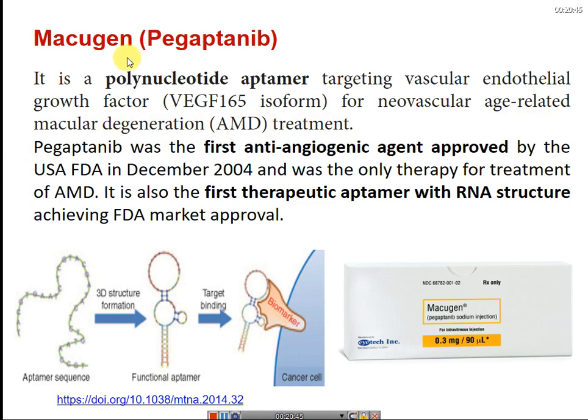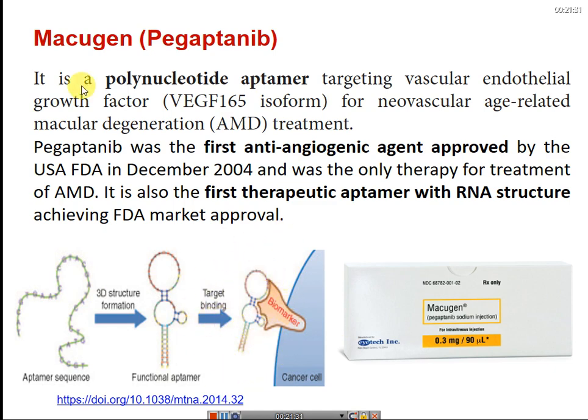So it is a polynucleotide aptamer. And what are aptamers? Aptamers are small RNA, DNA, nucleotides, or even peptides that target any antigen, protein, or target molecule in a highly specific manner. For example, here you can see an aptamer sequence. It refolds, or takes a functional form in vivo, and then binds to its target very specifically. Because of this specificity, these are very important agents that can be used for therapeutic purposes.